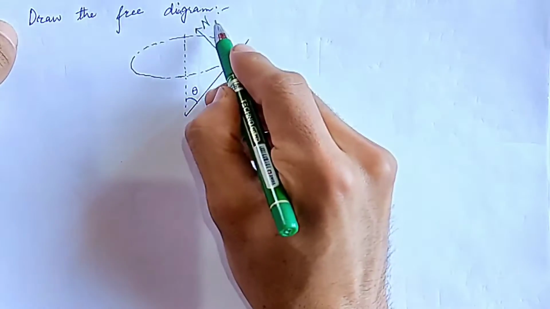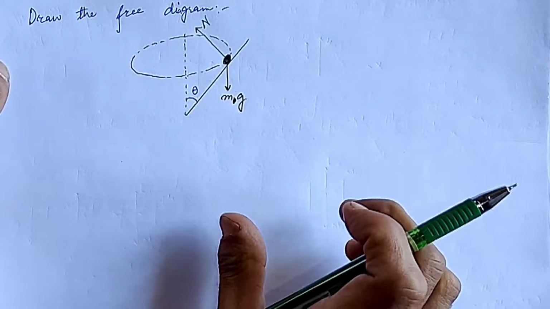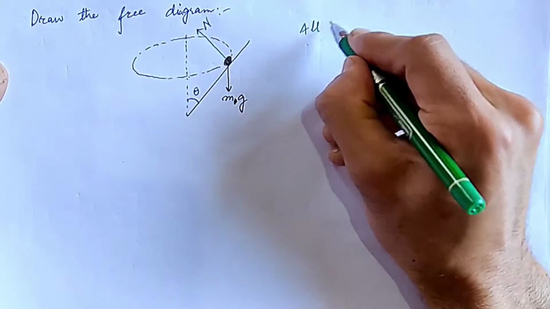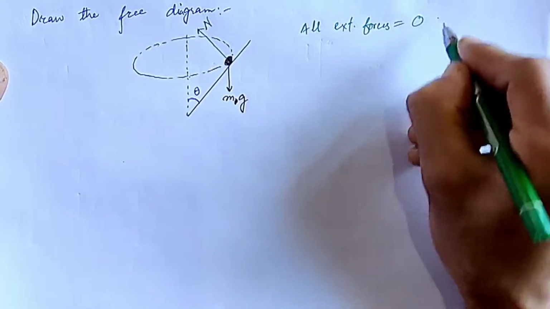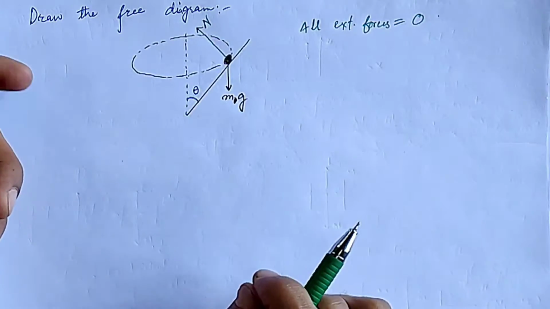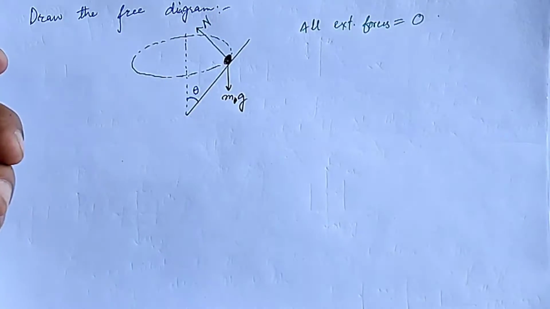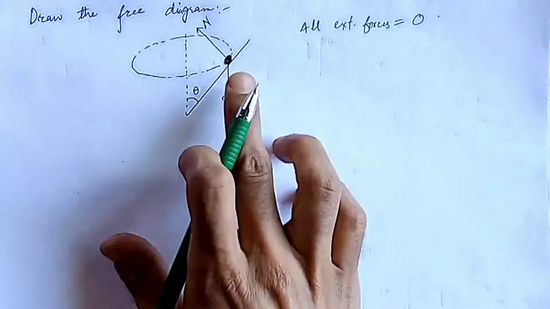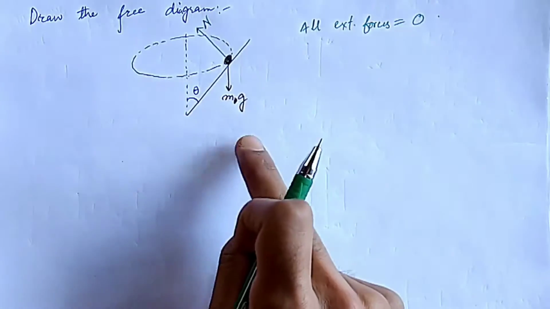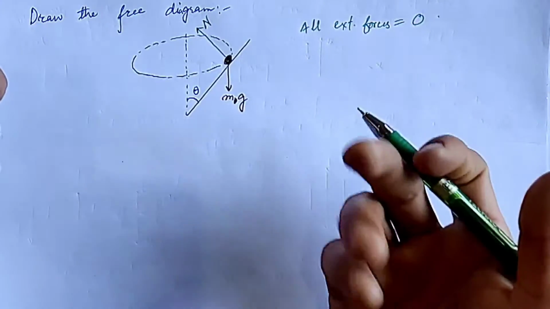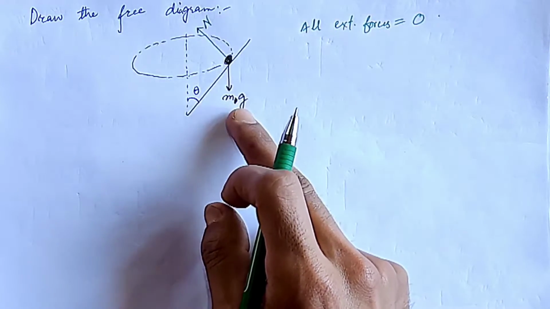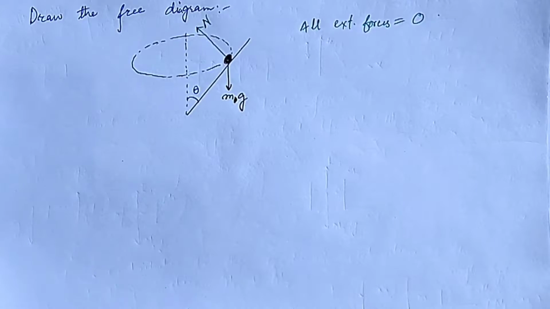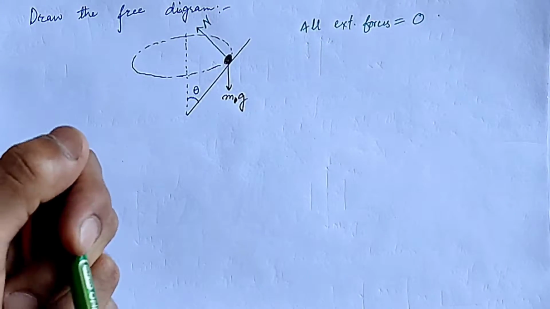Now, only these two forces are acting on the body. No frictional force, no external force. All external forces are absent, that is zero. Only these two forces are acting. So since the body is set in motion earlier, and now no other force is acting on it, only the downward force due to gravity, that is the weight of the body, and the normal force due to the contact between the body and the surface.